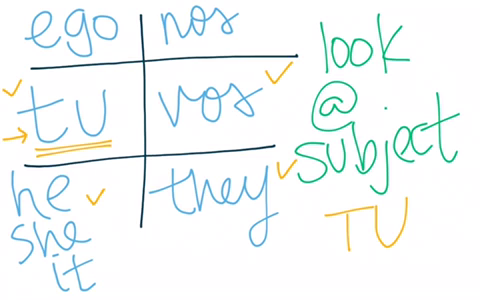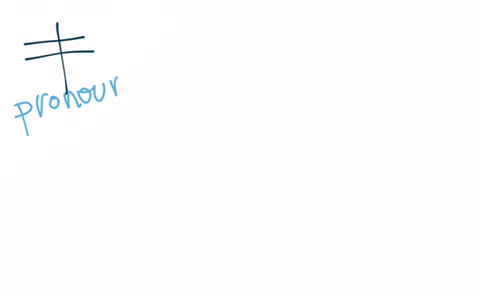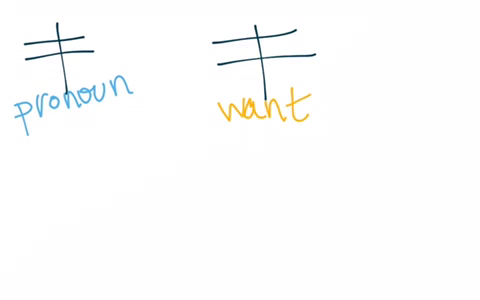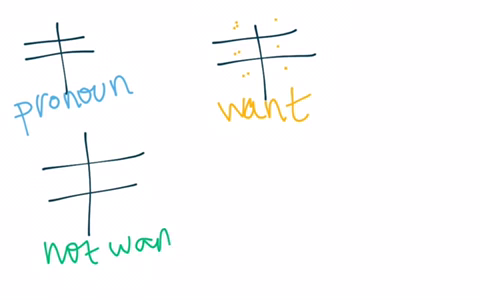Okay? For your test tomorrow, not only do you need to know your pronoun chart, but you also need to know your verb chart for to want: volo, vis, vult, volumus, vultis, volunt. Right? You need to know the chart for to not want: nolo, non vis, non vult, nolumus, non vultis, nolunt.